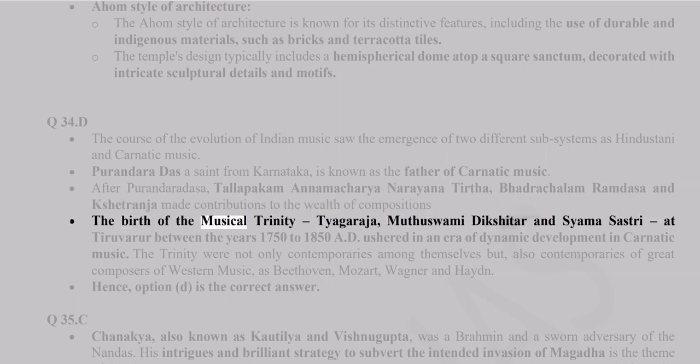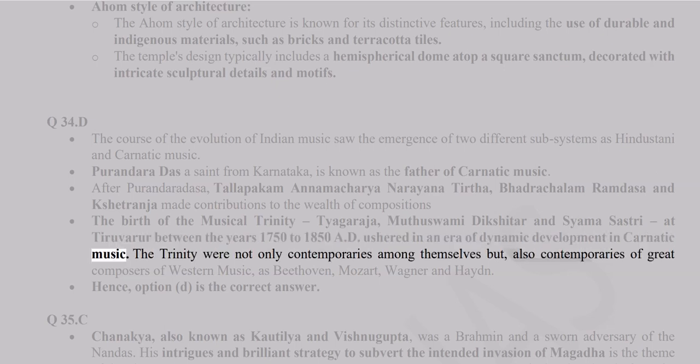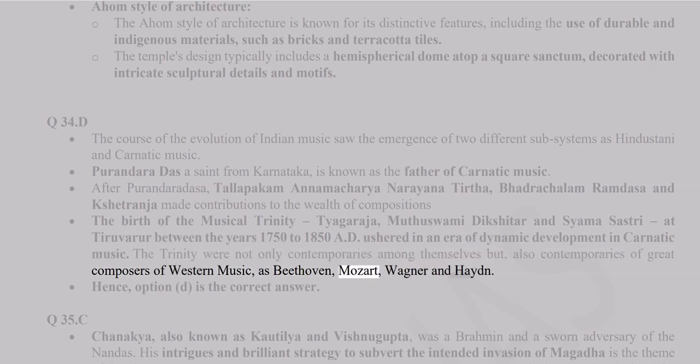The birth of the musical trinity Tyagaraja, Muthuswami Dikshitar, and Syama Sastri, at Tiruvarur, between the years 1750 to 1850 AD ushered in an era of dynamic development in Carnatic music. The Trinity were not only contemporaries among themselves, but also contemporaries of great composers of Western music, such as Beethoven, Mozart, Wagner, and Haydn. Hence, option D is the correct answer.